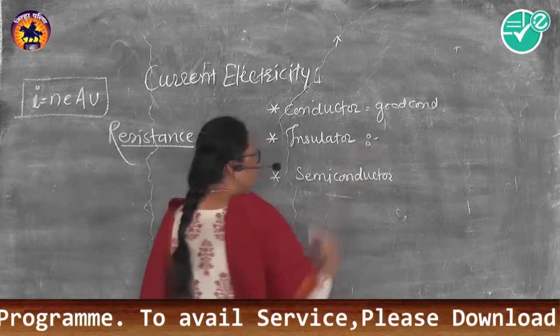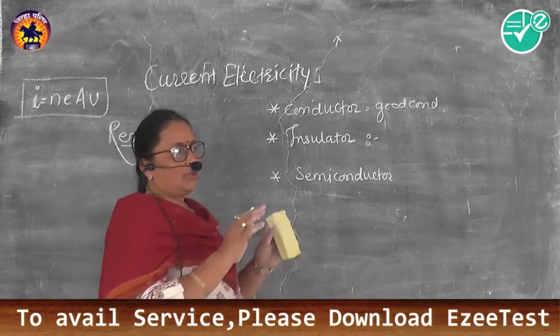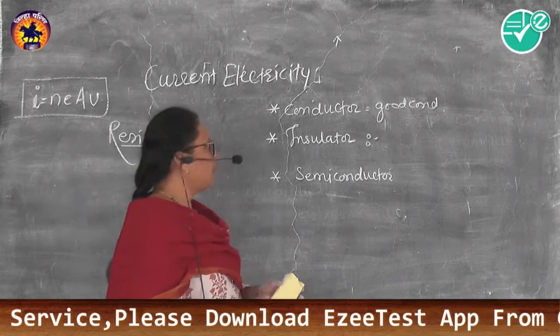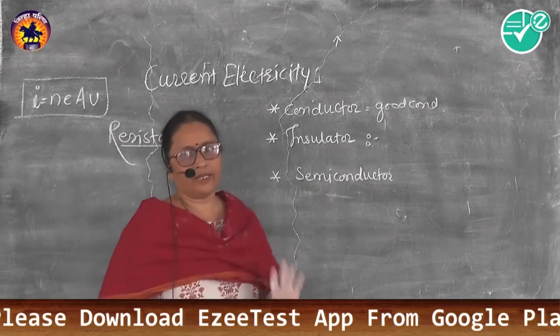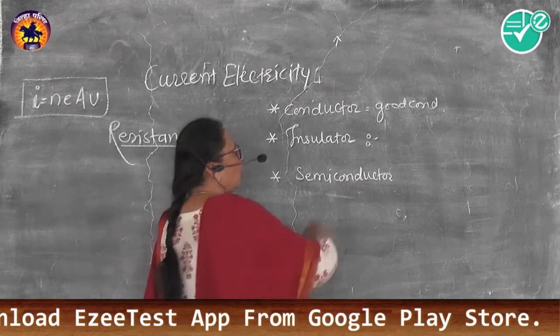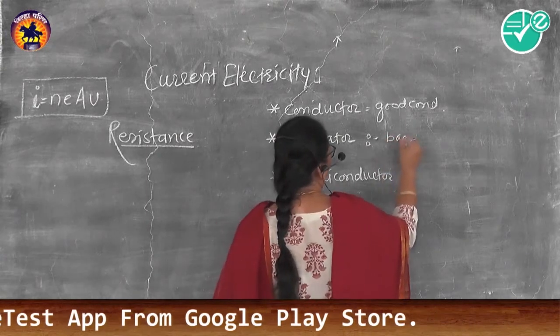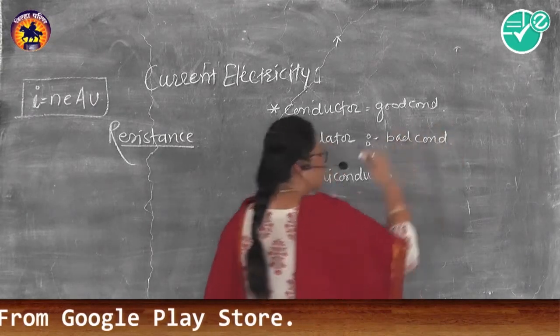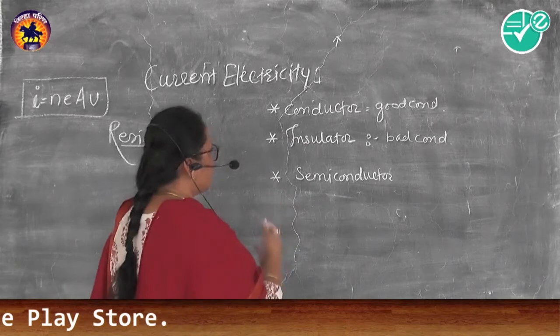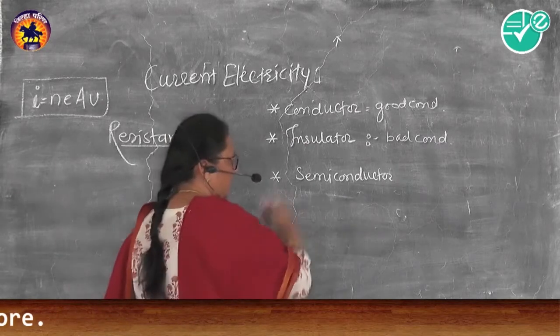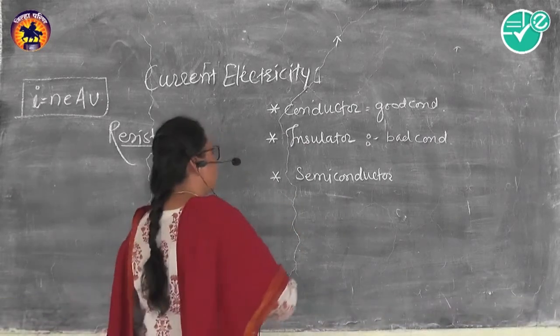An insulator is a material through which we cannot flow electric current because there are no free electrons, so it is also known as a bad conductor. Wood and glass are examples of insulators. Plastic is also an example of an insulator.